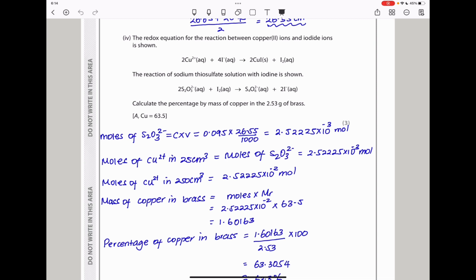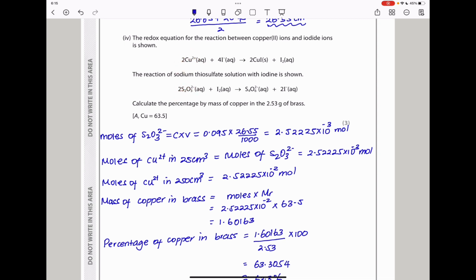We need to be able to use that to find the number of moles. So number of moles should be concentration times volume. This is the concentration, that is the volume divided by 1000 to convert it to decimeters cubed. And I get this as the number of moles. Now these moles are in the 26.55 of the thiosulfate that has reacted. However, when you use this equation, the ratio of thiosulfate to iodine is 2 to 1. And the ratio of iodine, this side, to copper is as well 2 to 1. So you can see this is 1 to 2, this is 2 to 1. It tells you the number of moles of thiosulfate are exactly equal to the number of moles of copper.